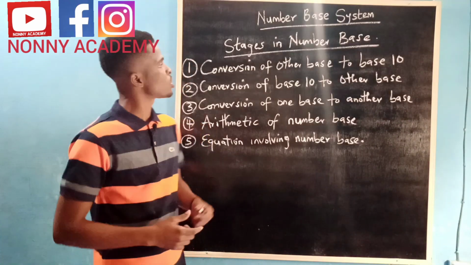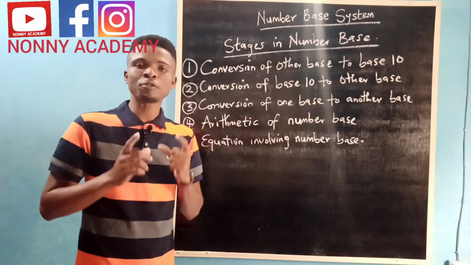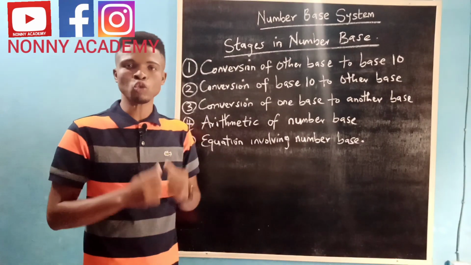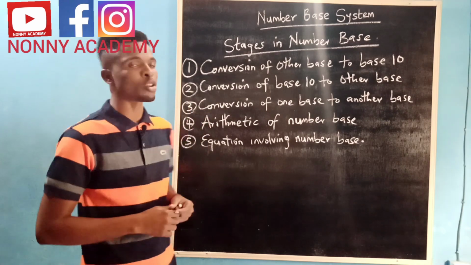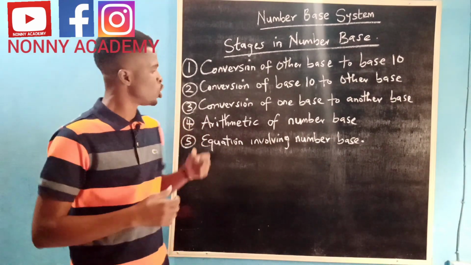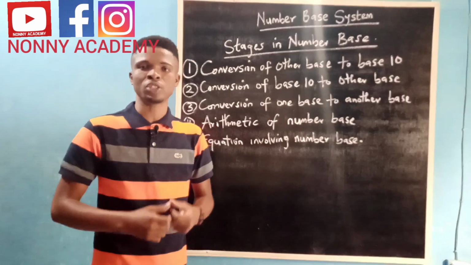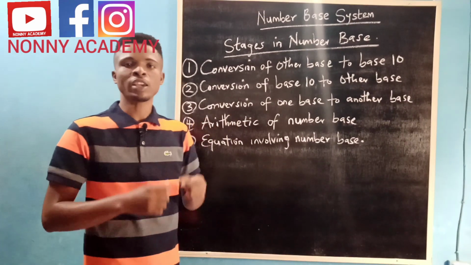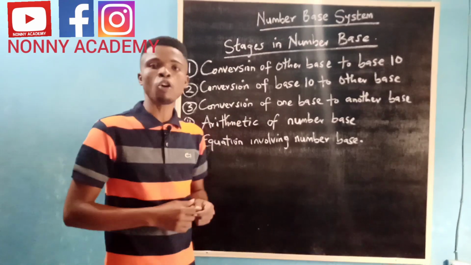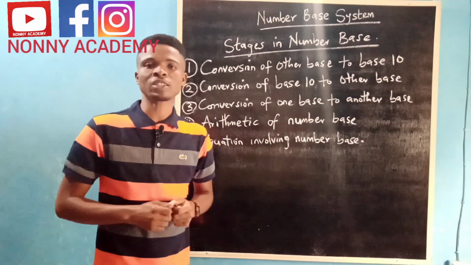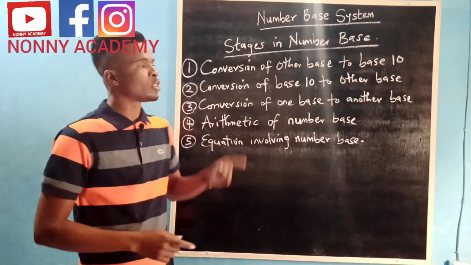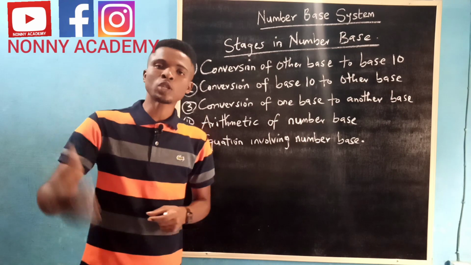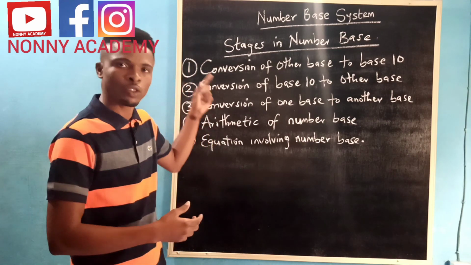Let's take a look at the stages in number base. There are 5 different stages in number base. Number 1, conversion of other base to base 10. Number 2, conversion of base 10 to other base. Number 3, conversion of one base to another base. Number 4, arithmetic of number base. And number 5, equation involving number base. For the sake of this lesson, I will be taking you guys on only the first stage, which is conversion of other base to base 10. And in my subsequent videos, I will be taking you guys on others.